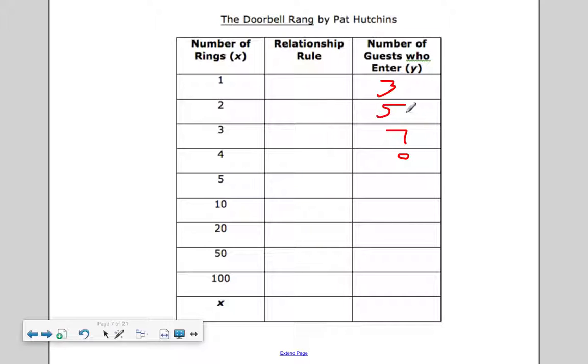Wait, I'm sorry. This is wrong. This should be 4 kids. This should be 5 kids. Let me say the story one more time. So the first time the doorbell rang, 3 kids enter. The second time the doorbell rang, 4 kids enter. The third time the doorbell rang, 5 kids enter.